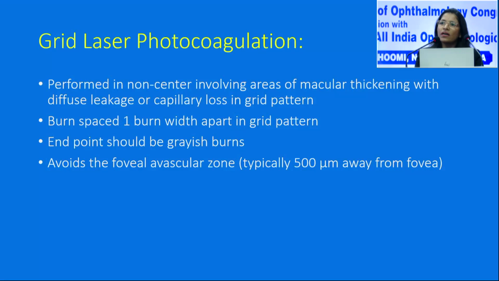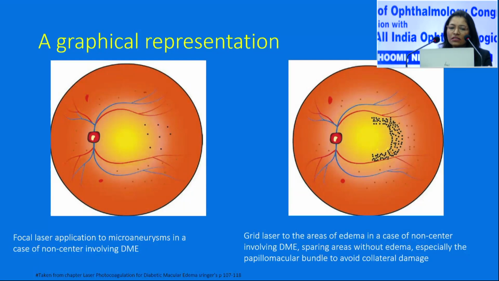The burns are spaced one burn apart in a grid pattern laser. The endpoint of the burn should be just grayish. When the burn turns grayish, that is a moderate burn. We should avoid the foveal avascular zone while lasering during grid laser photocoagulation. So this is just a graphical presentation. In the first picture, the black dots represent the focal laser, and here is the grid pattern laser.